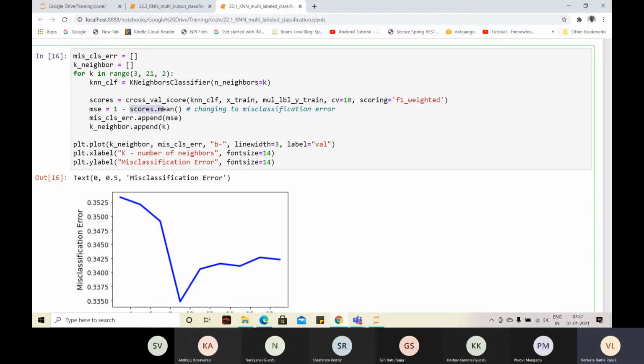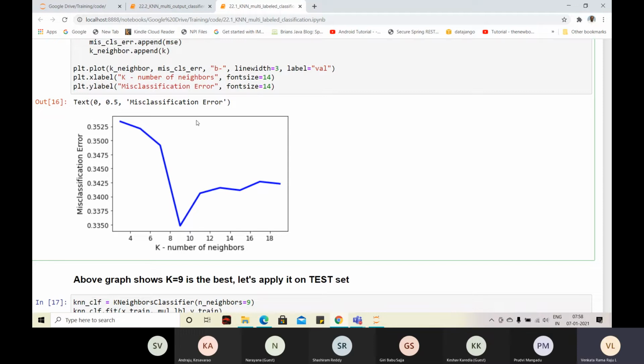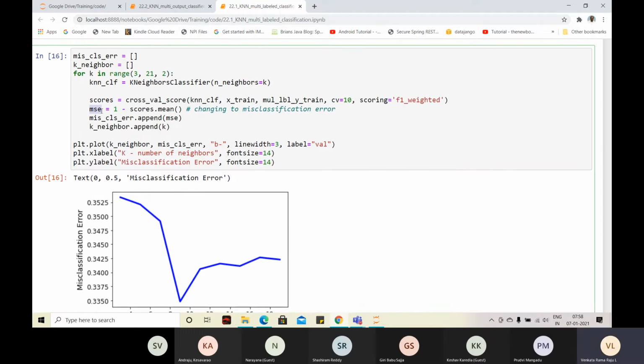I took the mean of the scores, the F1 score, and I took 1 minus that. Generally the F1 score gives you accuracy, and I am looking at error. Opposite to accuracy is the error. Got it? 1 minus accuracy is the error. Did you get that point? I said MSE, no, it should not be. It's not MSE, the name is wrong. This is misclassification error.